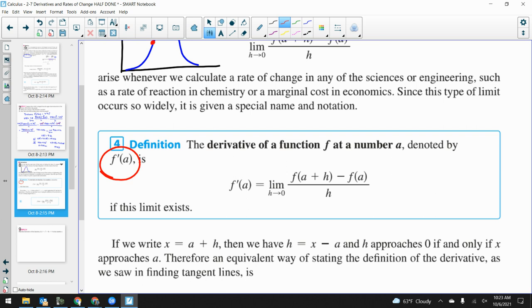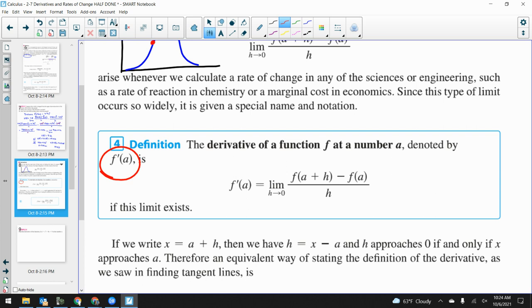This notation is f prime of a notation. That is how I will note a derivative. There are plenty of different notations, a few different notations for finding a derivative, but this is the most commonly used one. F prime of a is saying that is the derivative of that function at a. F prime of a is the derivative of f of x at a.